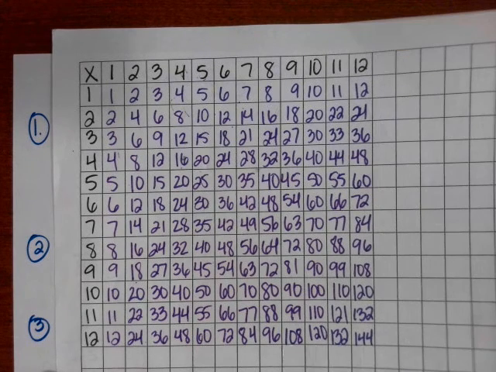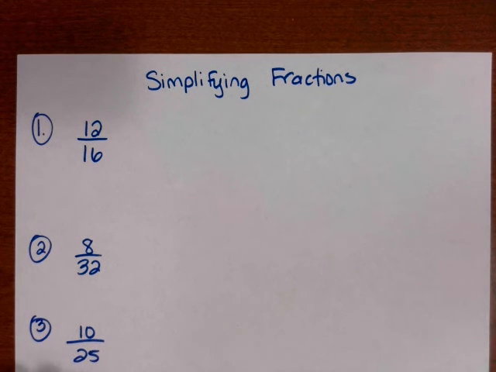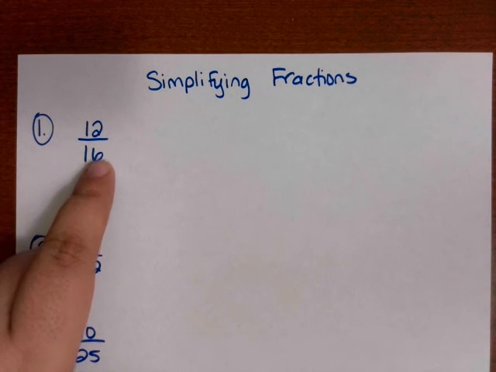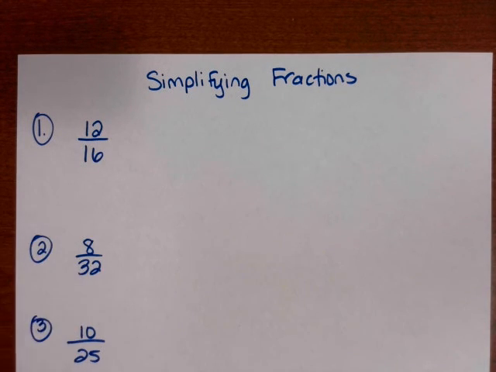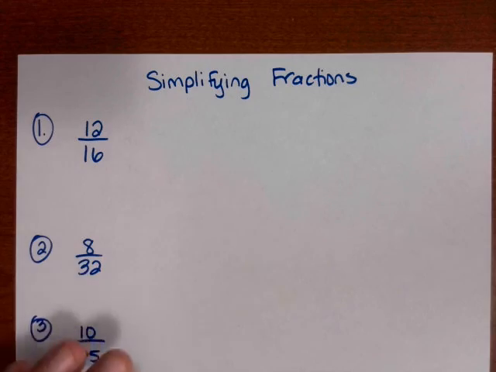All right, so our first fraction is 12/16. If we were doing this the traditional way, we would find a common factor. I know because both numbers are even, 12 and 16 are both even, I can divide by 2, but I can also divide by 4. Some of y'all just struggle seeing that common factor, and that's okay. So I'm going to show you how to use the multiplication chart, and then I'm going to show you the traditional way.